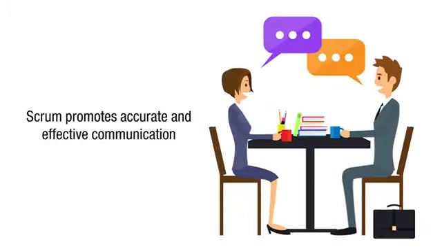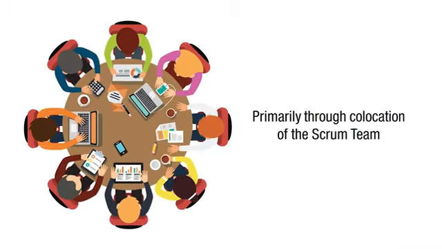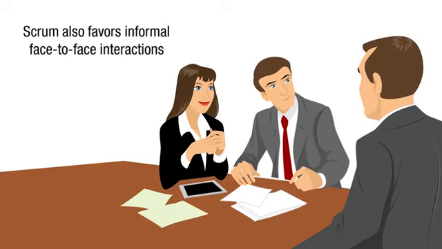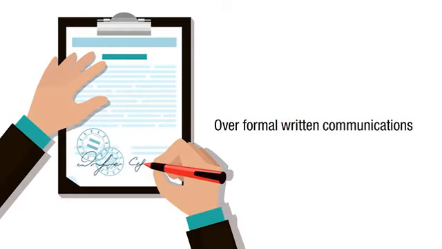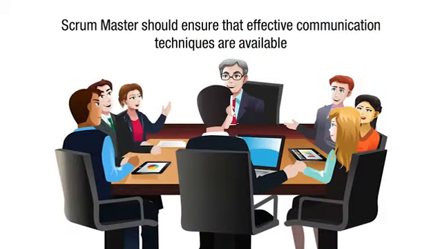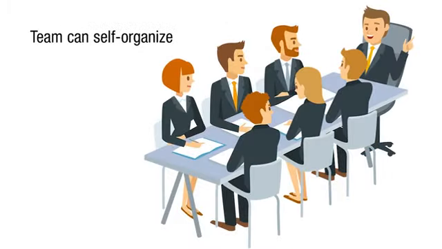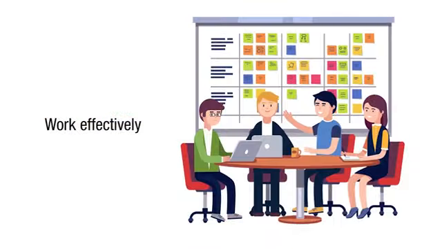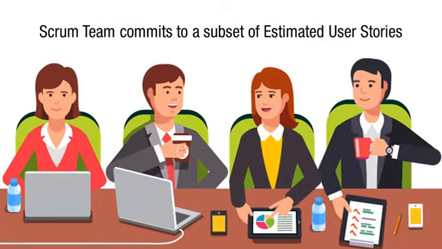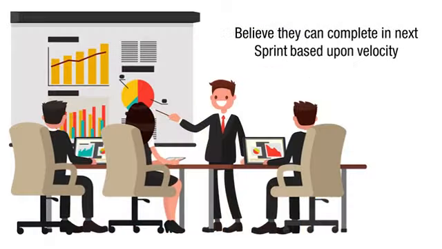Scrum promotes accurate and effective communication primarily through co-location of the Scrum team. Scrum also favors informal, face-to-face interactions over formal written communications. When a Scrum team needs to be distributed, the Scrum Master should ensure that effective communication techniques are available so that the team can self-organize, collaborate, and work effectively. The mandatory output of this process is committed user stories. The Scrum team commits to a subset of estimated user stories that they believe they can complete in the next sprint based upon velocity.